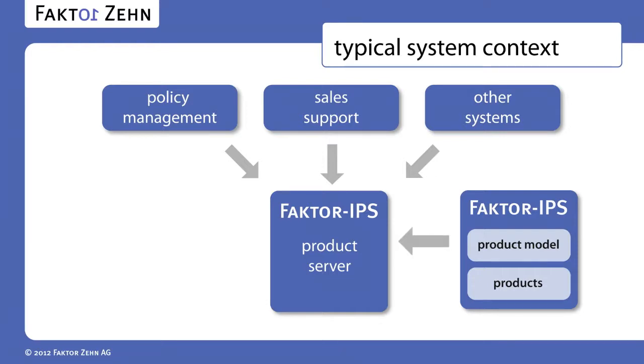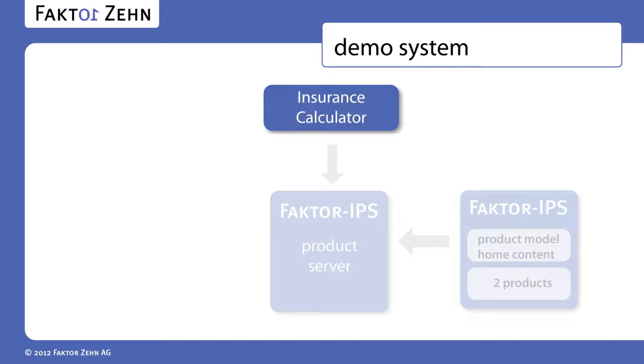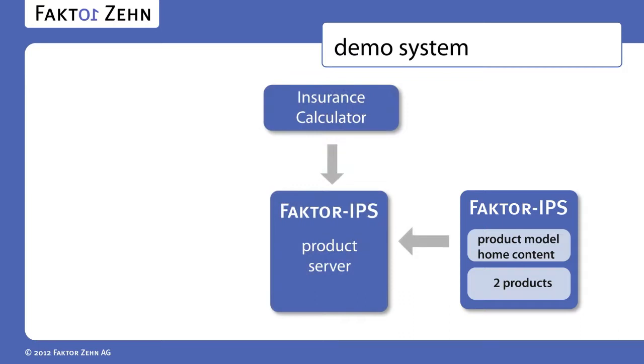I will use an example to illustrate the definition of specific products and the interaction with operative systems. In our example, we will use a simple insurance calculator in place of a sales support system. On the basis of a simplified product model for home contents insurance, two specific products have been defined in Factor IPS. I will start by demonstrating the insurance calculator, and in doing so I will explain at which points the calculations are influenced by the product data. Then we will take a look at the definition of a product in Factor IPS. So, let's make a start by taking a closer look at the insurance calculator.